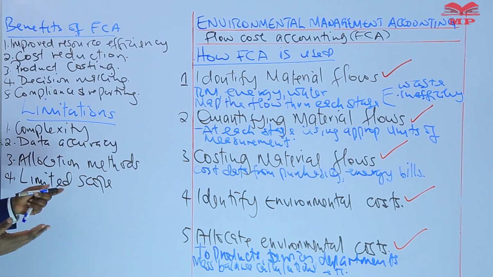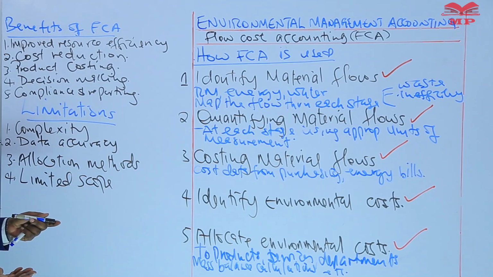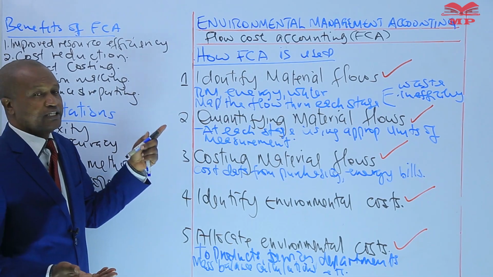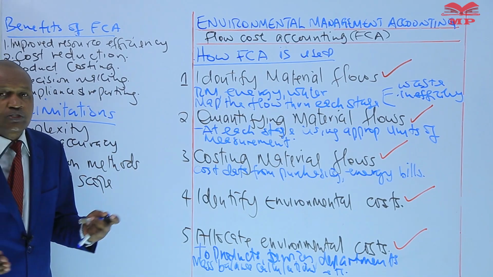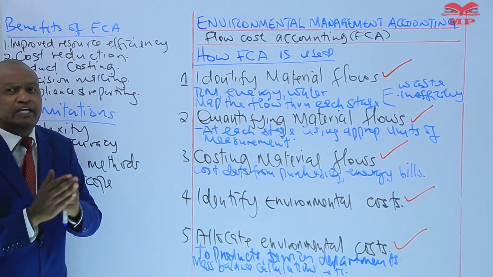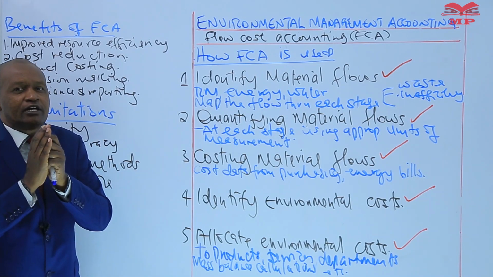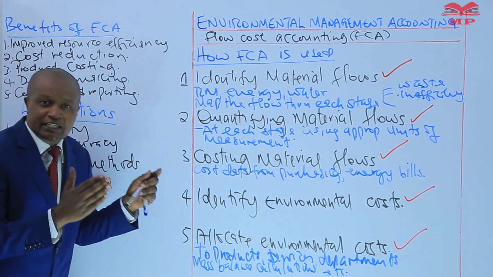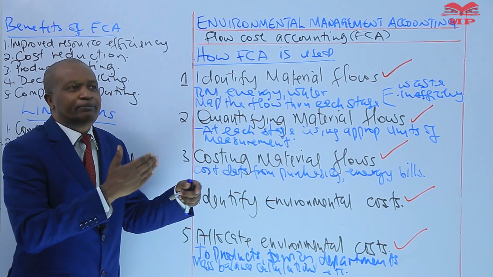Now, candidates, we've studied how FCA is used. We've highlighted the benefits and limitations of using the FCA technique. And that will mark the end of the lesson. But it's important to note that FCA is a powerful tool for managing and accounting for environmental costs within manufacturing and production-based organizations. It's limited in scope. It's limited to manufacturing and product-based organizations.